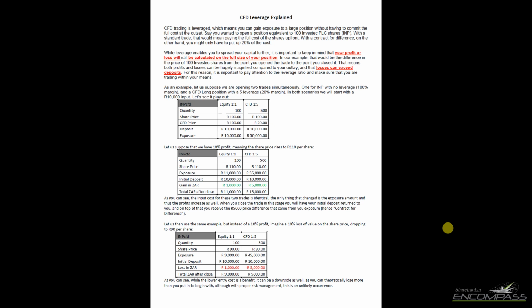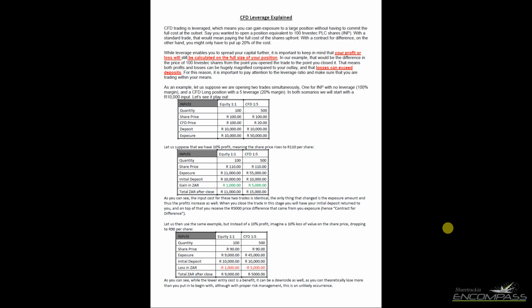So now, Standard Bank is going to give you back your 10,000 Rand deposit, but they want the 50,000 Rand that the shares were worth back at the end of the trade. So while you are left now with 55,000 Rand worth of shares, you actually owe Standard Bank 50,000. So you are only holding onto 5,000 Rand worth of profit. Getting your 10,000 Rand deposit back, you are left with a total amount of 15,000. So as you can see, the input cost for both of these trades are the same. The only thing that changed is the exposure amount, and thus the profits have increased as well.